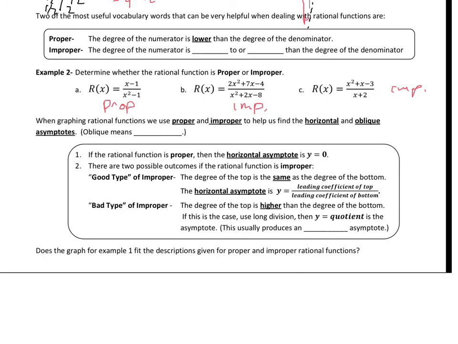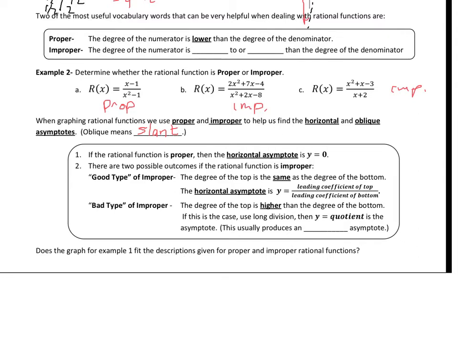Okay, so in graphing rational functions, we use proper and improper to help us find the horizontal and oblique asymptotes. And another word for oblique is slant. So you'll hear me use both terms. I use them interchangeably. So if I say slant asymptote or oblique asymptote, I mean the same thing. And basically what that means is it's neither vertical nor horizontal. Okay, it's got some slope to it.